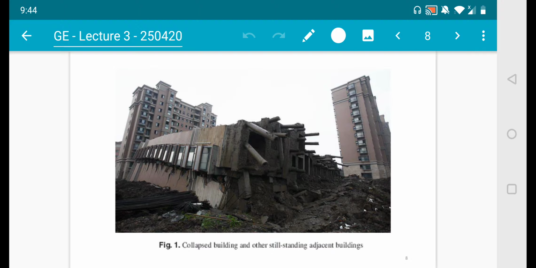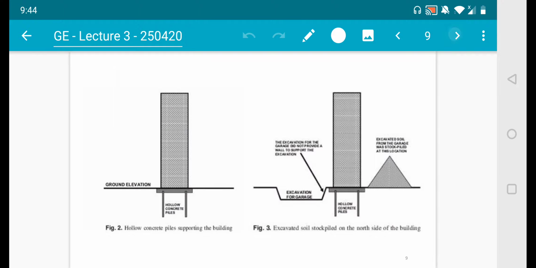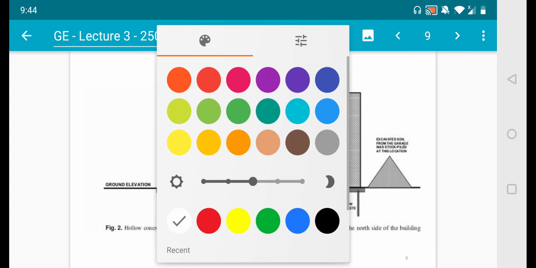Okay, this is case study number 2, which shows a collapsed building and another adjacent building still standing. So what actually happened here? If you look at the next slide, this is a schematic diagram of that building. Look at figure number 2.